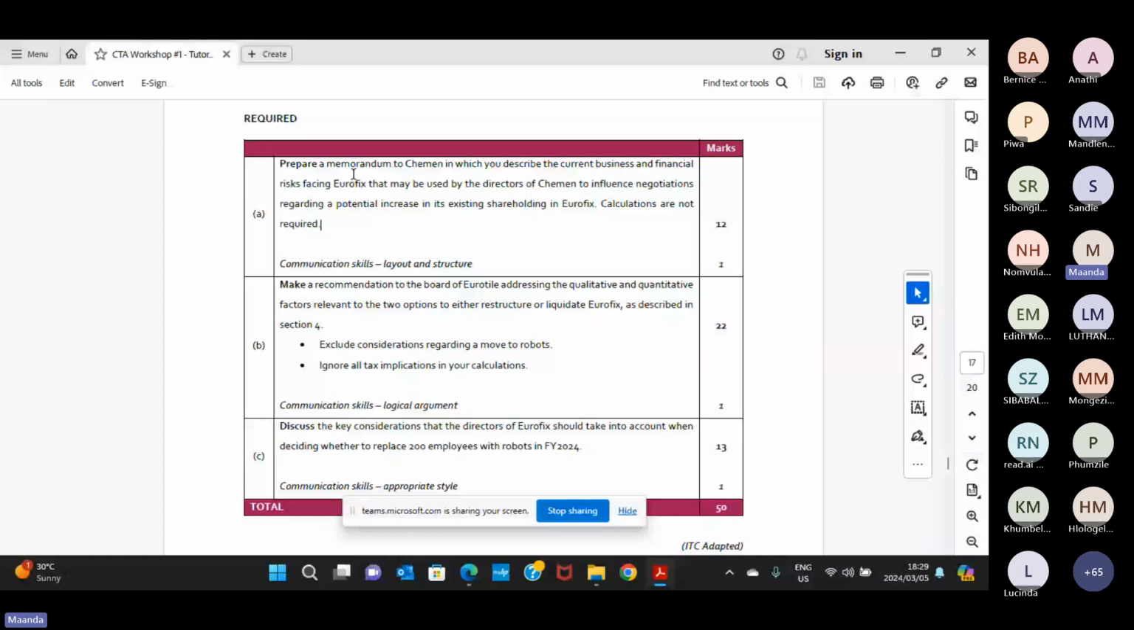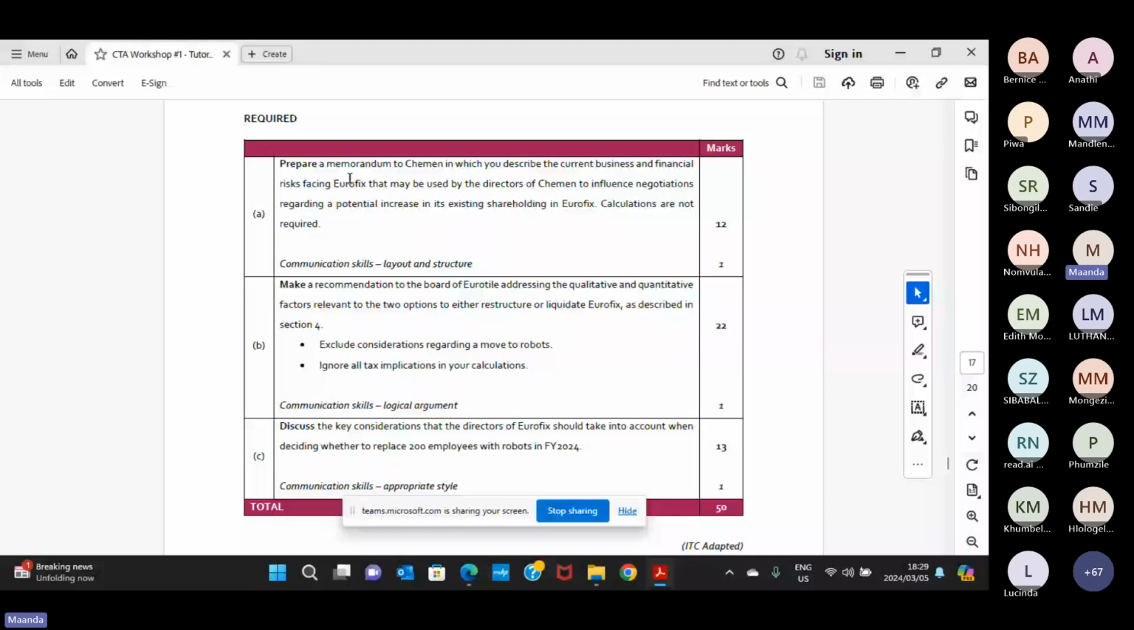the question, right? So let's start with the first one, which is required A. We are told to prepare a memorandum, right? So prepare, you have to do something. A memorandum, that's one mark there. You'll be surprised how many students will just put things down without the format of the memorandum. And these are free marks, guys.